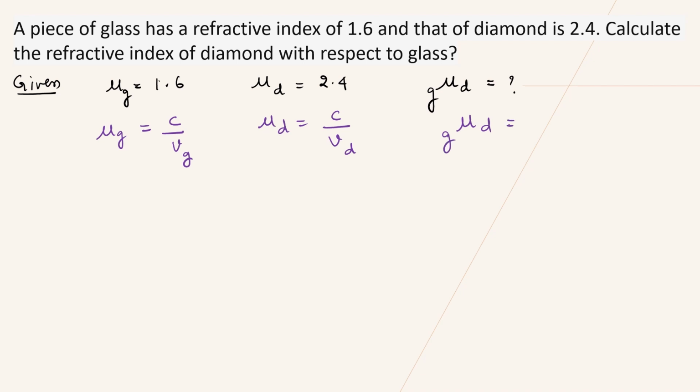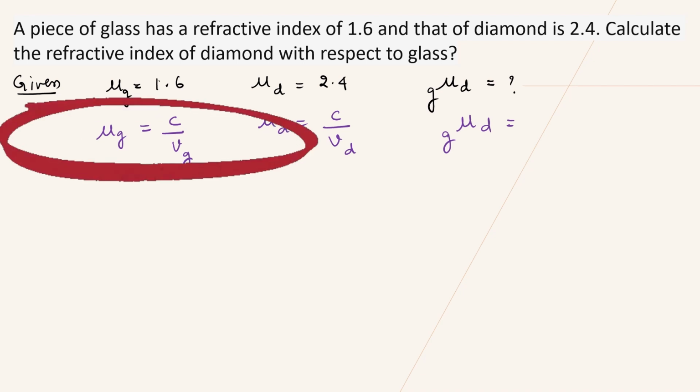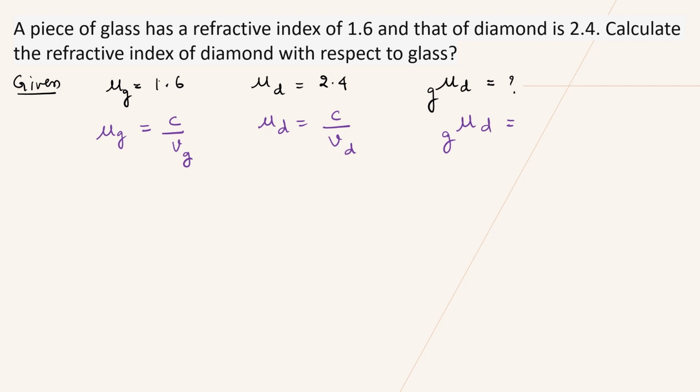See here, the refractive index of glass we have written as speed of light in air in the numerator, velocity in glass in the denominator. So if we come here, refractive index of diamond with respect to glass, we are talking about refractive index of diamond. So the velocity of diamond will be in the denominator, and the velocity of glass will be in the numerator. We have done this a little bit earlier, if you remember.